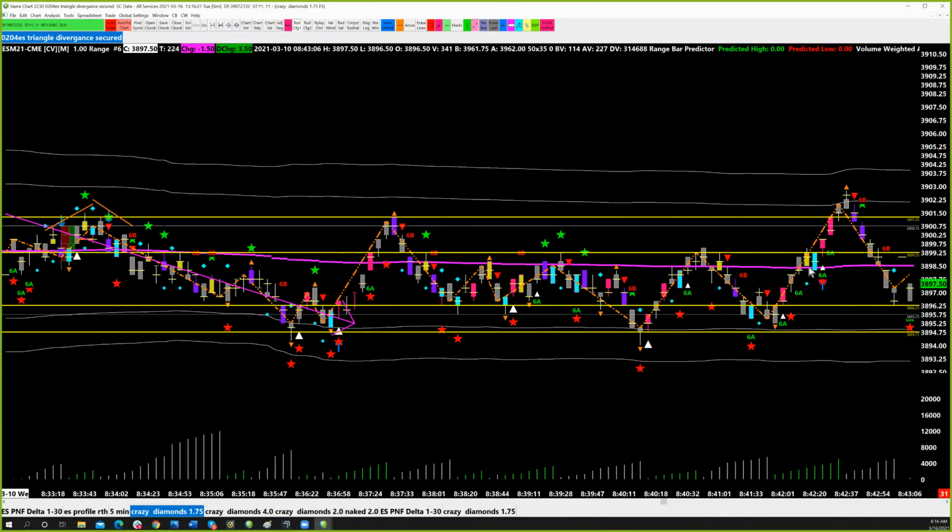I don't know if I can find one in here like this. Yellow speed bar down, triangle up. It almost always tends to exit to stretch.